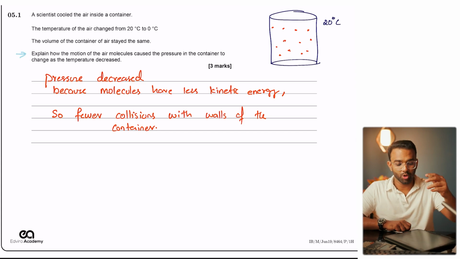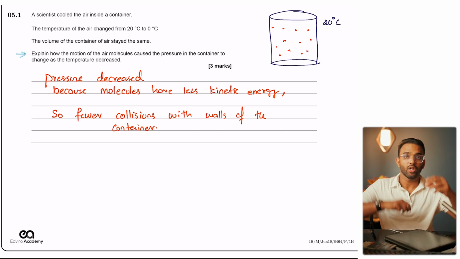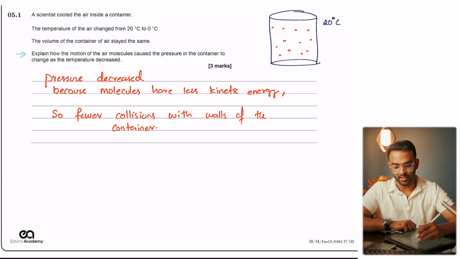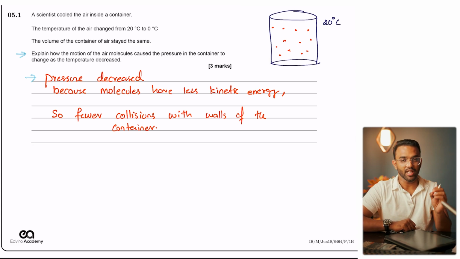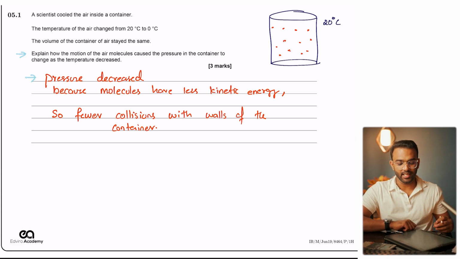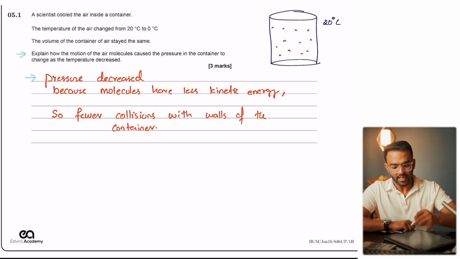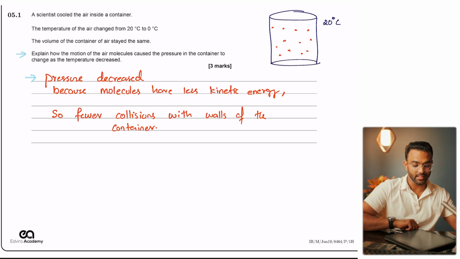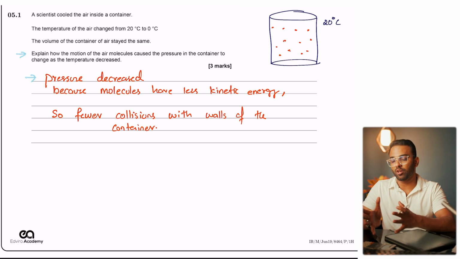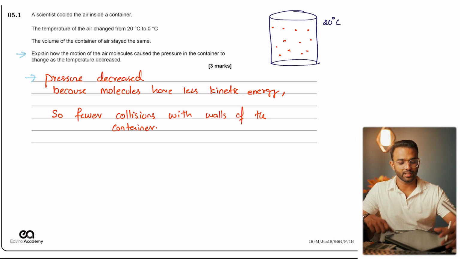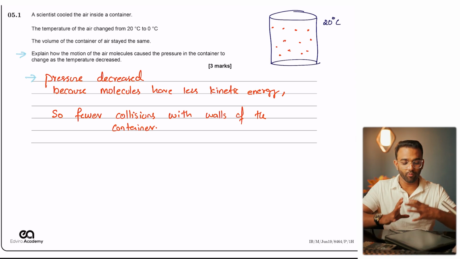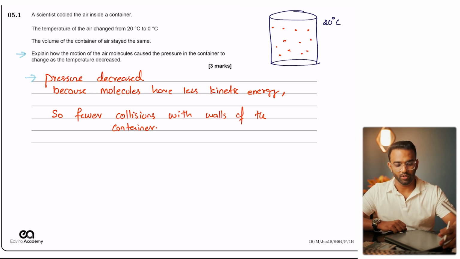So this will answer: explain how the motion of the air molecules causes the pressure in the container to change. You've mentioned the pressure would decrease. It's not just changing, you're specifying that pressure will decrease. The molecules will have less kinetic energy, so there will be fewer collisions with the walls of the container, and you got 3 marks for that. So that's how you would answer it. You can always put this in your own words.